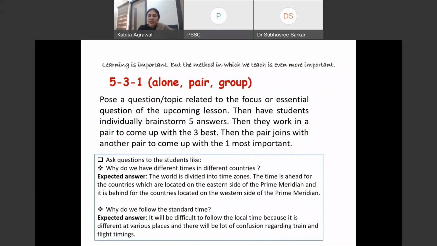5-3-1, again a strategy where the children, working in teams or thinking to themselves, will brainstorm the 5 best ideas they have on a particular topic or answer, and then work with a peer to reach the 3 best. When they discuss together, okay, out of these 5, I eliminate and reach the 3 best. And maybe again discuss the most important thing, which is going to summarize the statement.